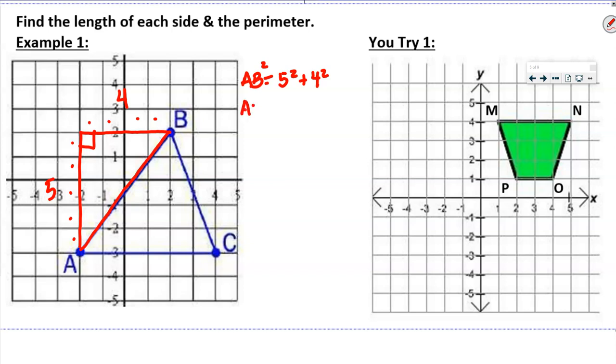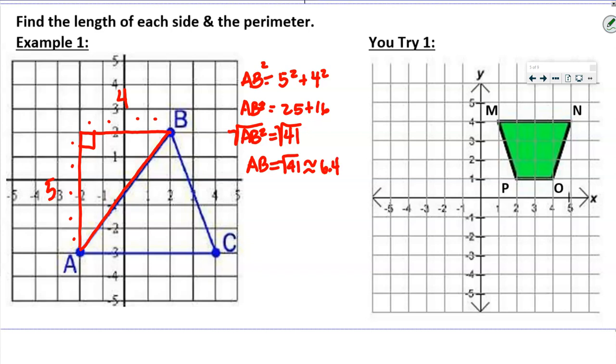So that's going to be AB squared equals 25 plus 16. So AB squared is equal to 41. Now what do we have to do next? We have to take the square root of that, don't we? So we have to take the square root of AB squared, so we get AB is equal to the square root of 41, and if we compute that, that's approximately 6.4.